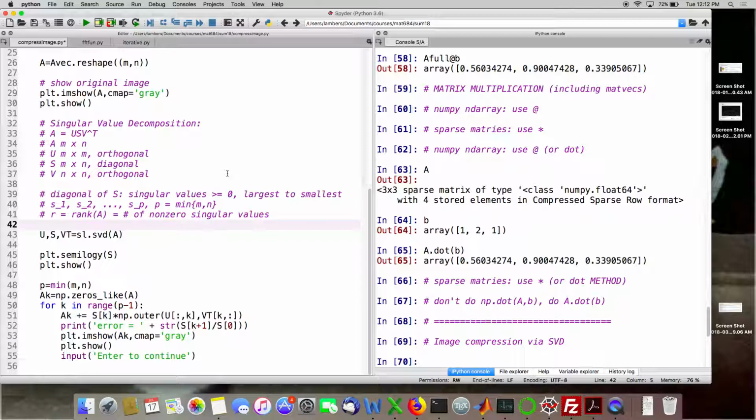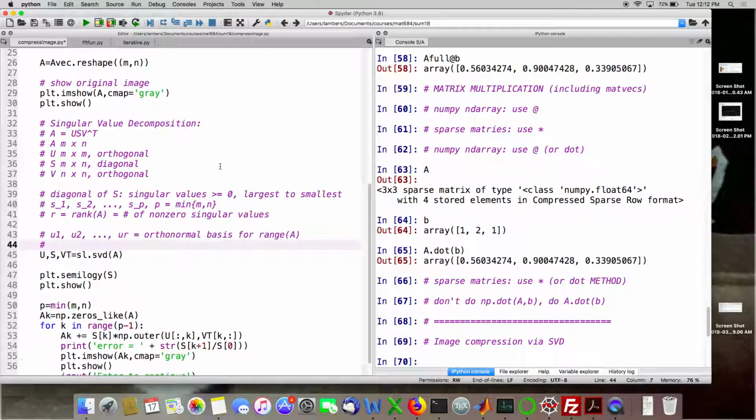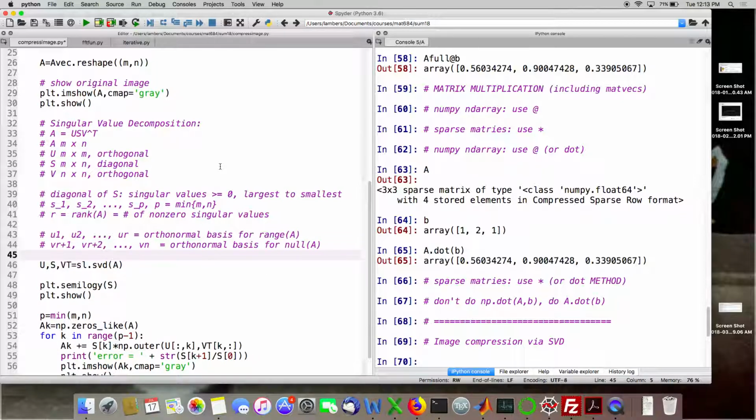Okay. So columns U1, U2 up to UR are an orthonormal basis for the range of A. And V, R plus 1, R plus 2, so these columns of V are an orthonormal basis for the null space of A.